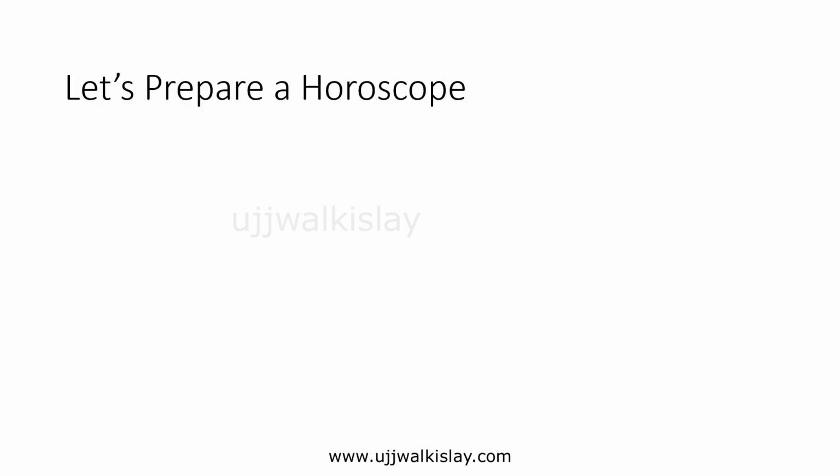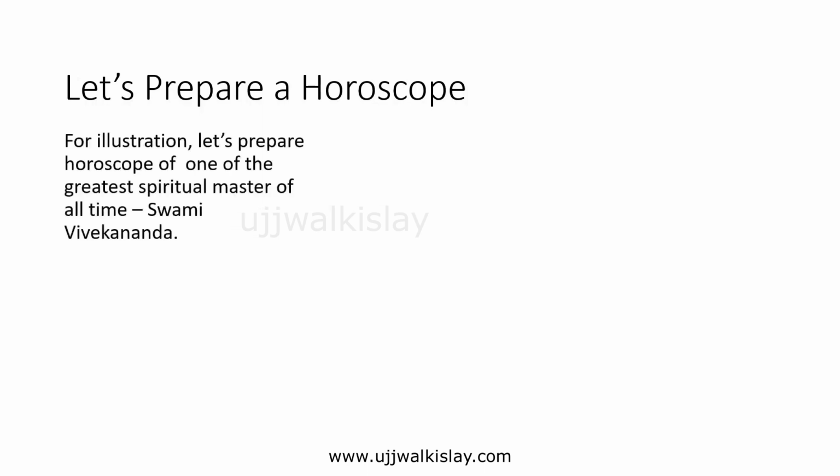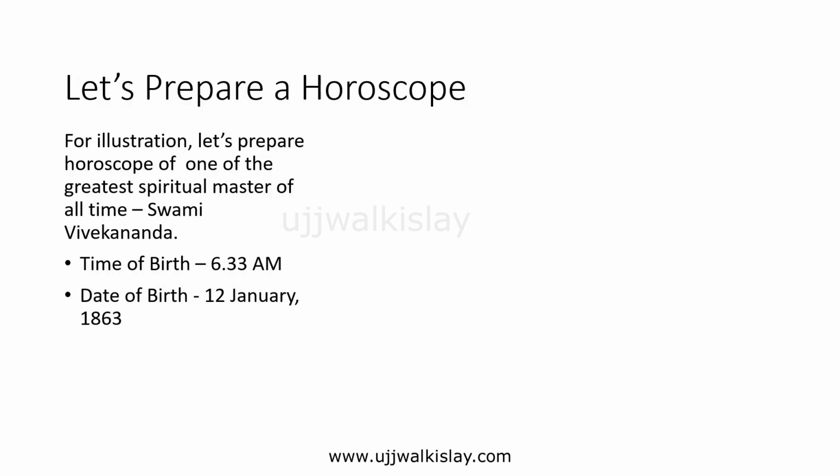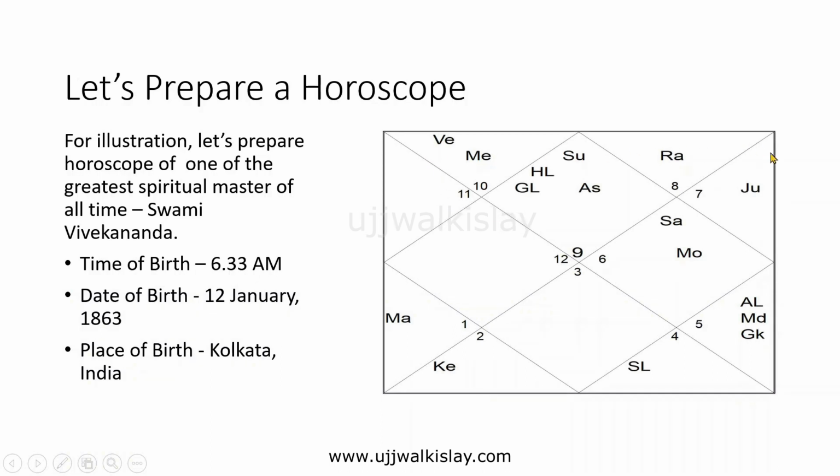To better understand it, let us see an example. For illustration, let us prepare the horoscope of Swami Vivekanand. The time of birth is 6:33 am. The date of birth was 12 January 1863 and the place of birth is Kolkata, India. In your choice of astrological software, you will fill in these birth details and the software will automatically prepare the horoscope for you. That will look something like this.